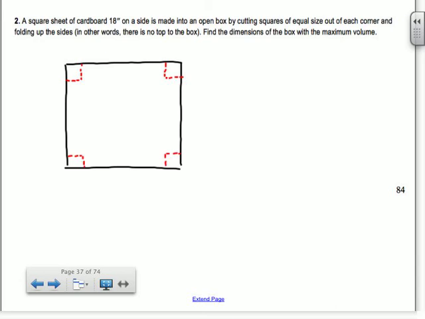Okay, so I'm cutting out squares. And these are going to be x by x. So I've cut out these flaps. I'm going to fold up the box.